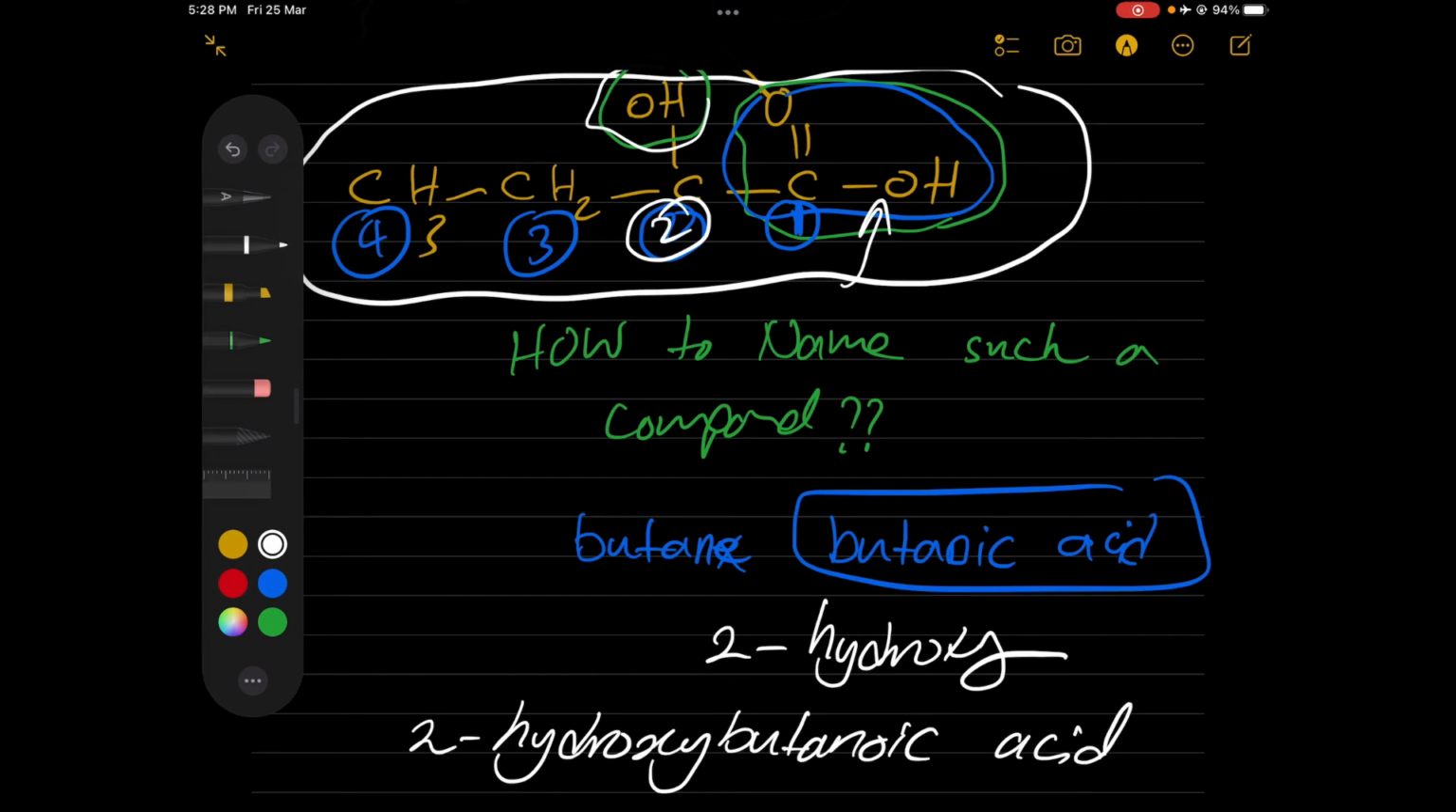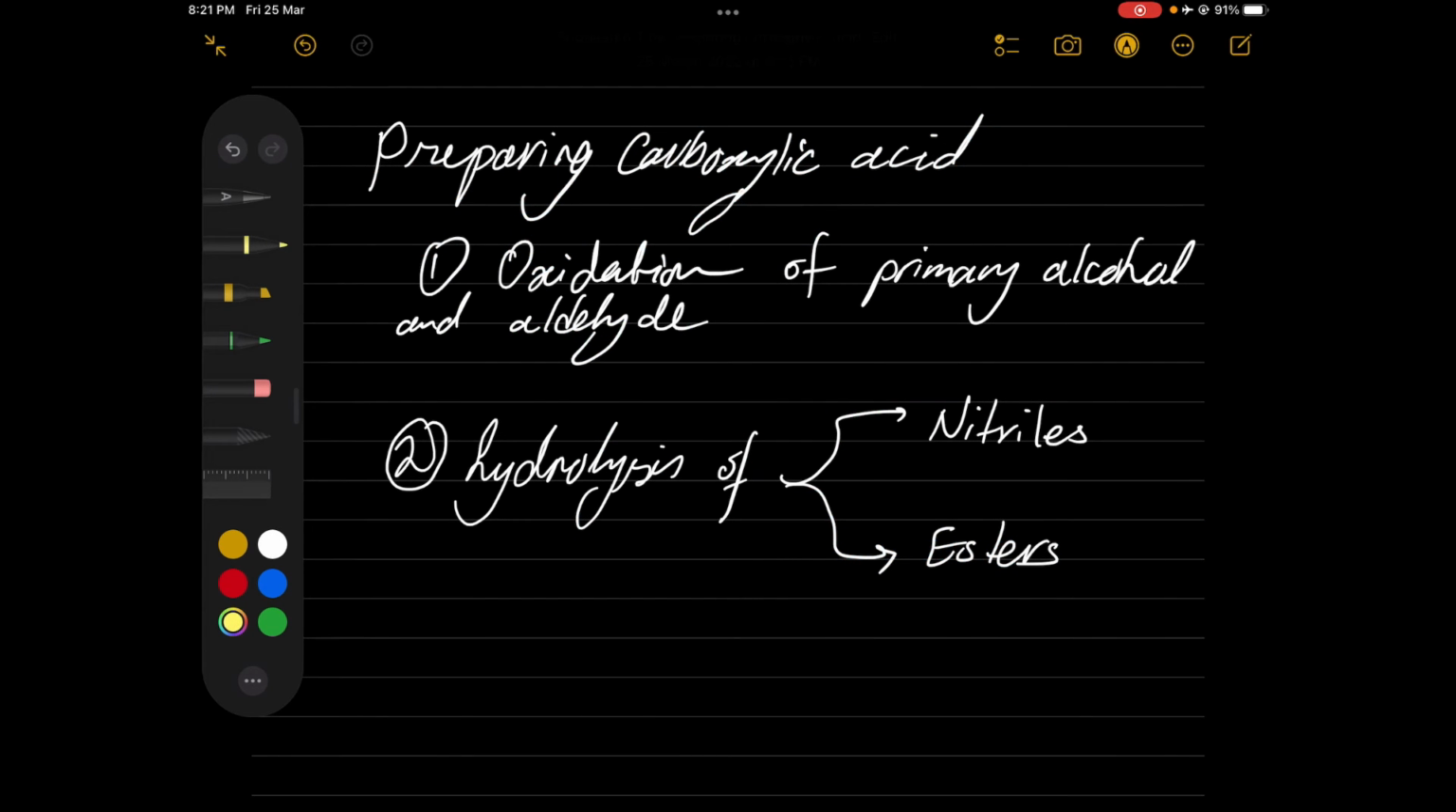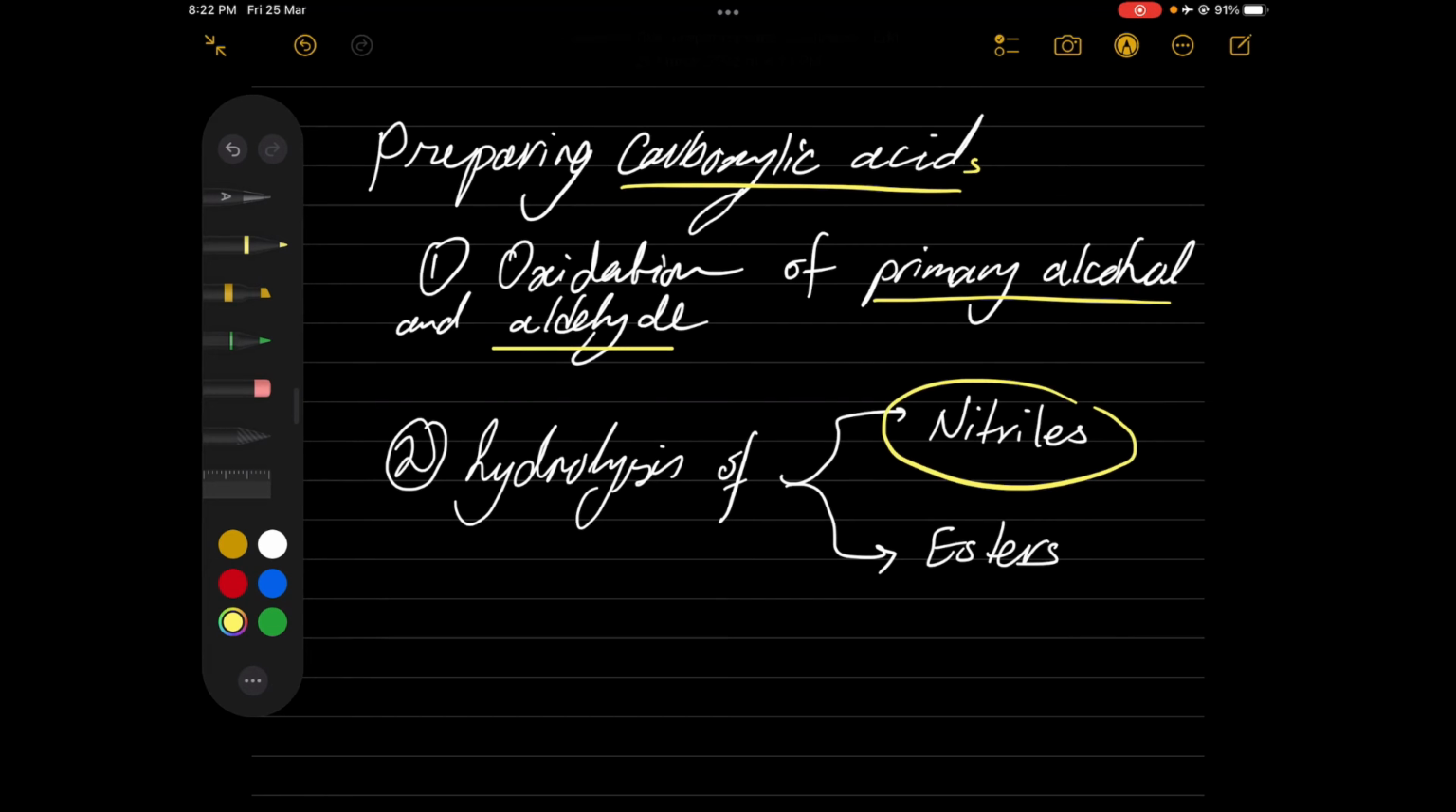So this is your compound. This is 2-hydroxybutanoic acid. And by the way, it behaves the same as carboxylic acids. It reacts with bases like CO3, carbonates, and it reacts with OH negative, which is alkaline solution. And it also reacts with metals. Yeah, it reacts with metals. So we can prepare carboxylic acids in either oxidation of primary alcohol or aldehyde. And we can make hydrolysis for nitriles using dilute acids or alkaline solutions that are followed by acidification.